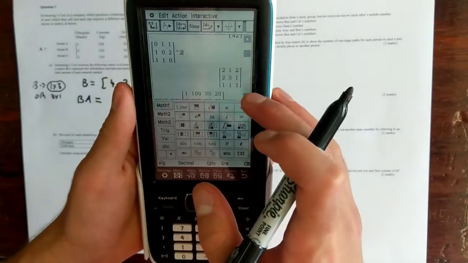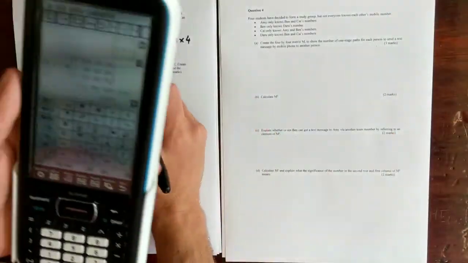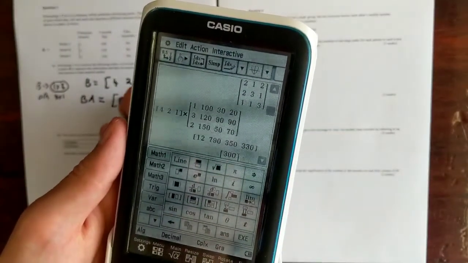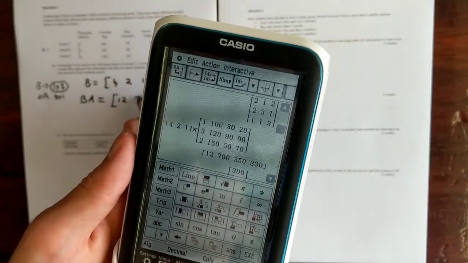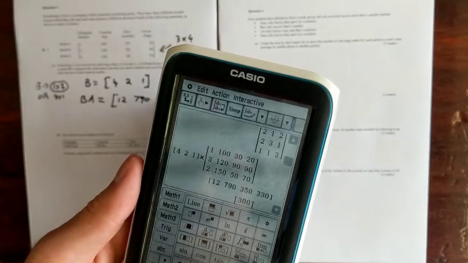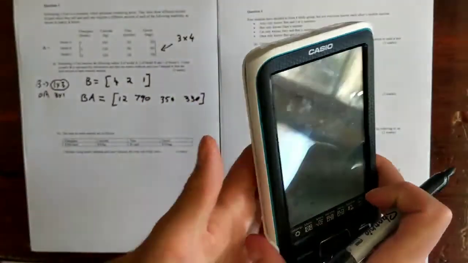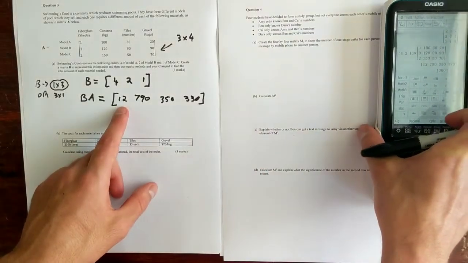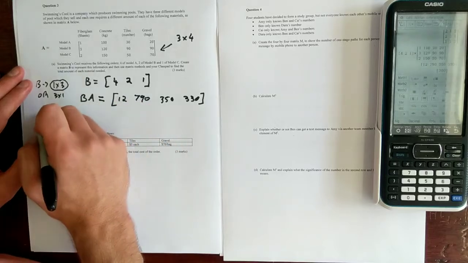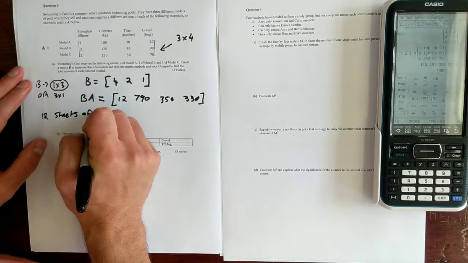BA, so again, I've done this one already. B multiplied by A. If I do that in my class pad, that's what it should look like, how you put it in, and it gives me 12, 790, 350, and 330. So each one of those numbers there tells me the amount of each material needed. So to complete this order, I'm going to need 12 sheets of fiberglass.